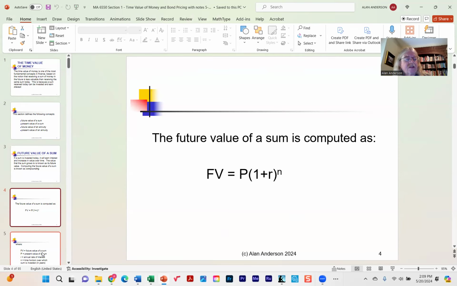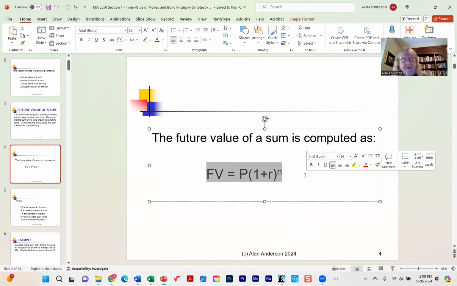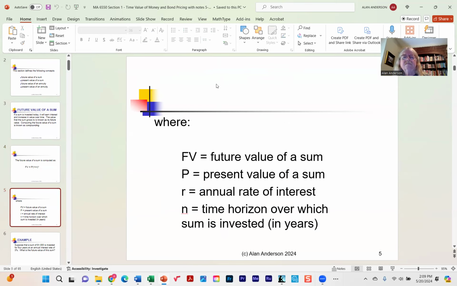All right, well, all the terms are identified in the next slide. I'll tell you what, let me copy these into here so we can keep an eye on them all. All right, well, FV clearly refers to future value. P stands for present value, which is the amount we have now. Okay, this is how much we deposit in the bank today. R is the annual rate of interest.